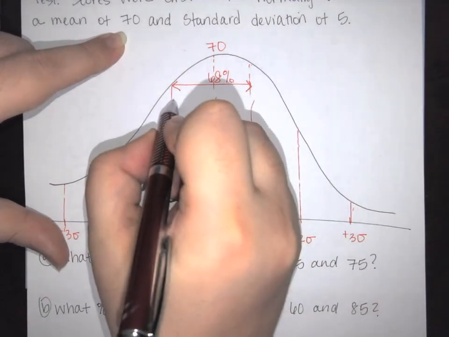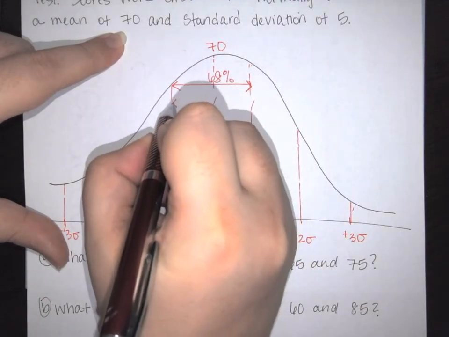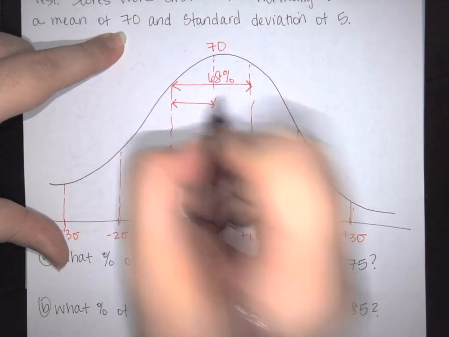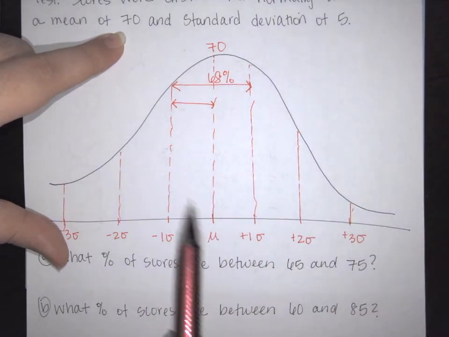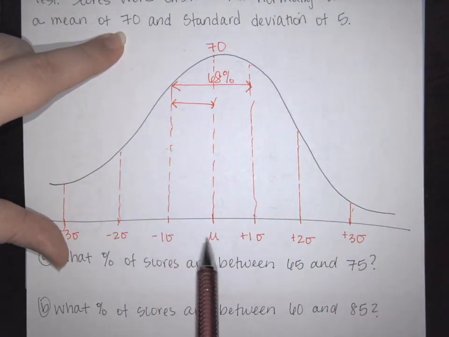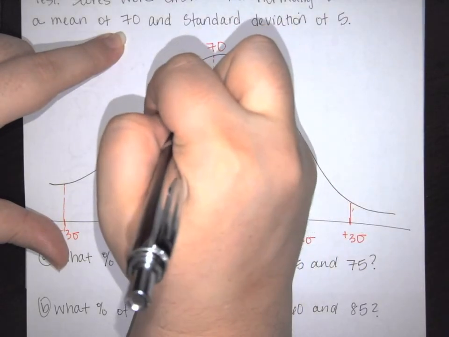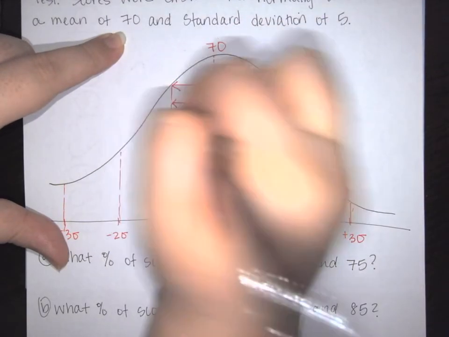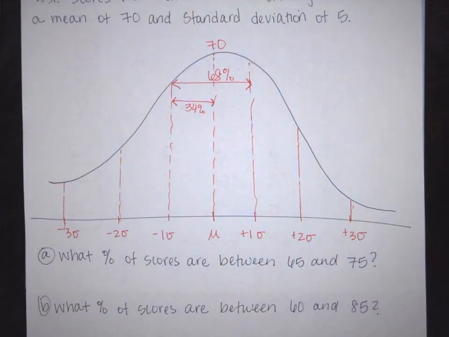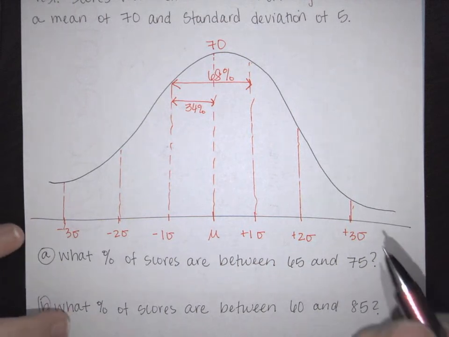Now that being said, in between my single standards, so from -1 to my mean, or mean to 1, this is looking at 34% of the grade. So it's important to know how each of them is broken down.